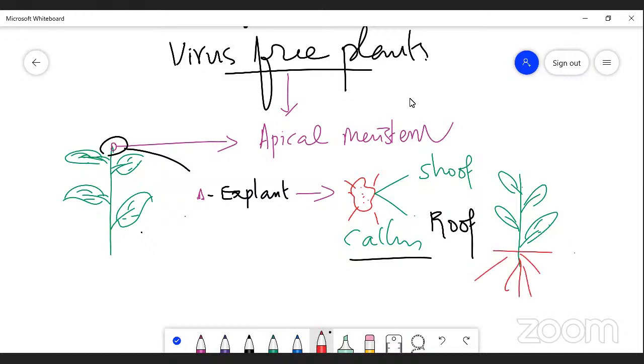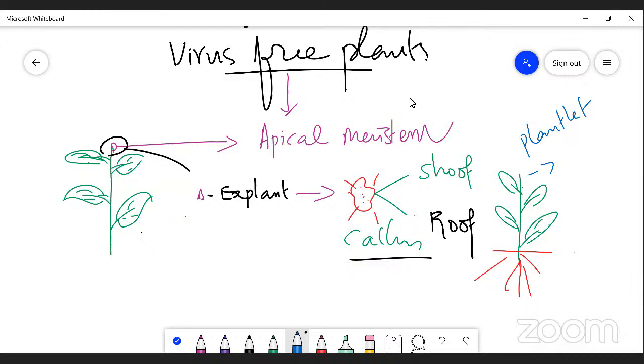So this is a plantlet, and these plantlets are exposed to the environmental condition. A plantlet is nothing but a small nursery plant which is growing inside of the test tube, grown in a synthetic medium under controlled condition. That is called simply plant tissue culture technique.